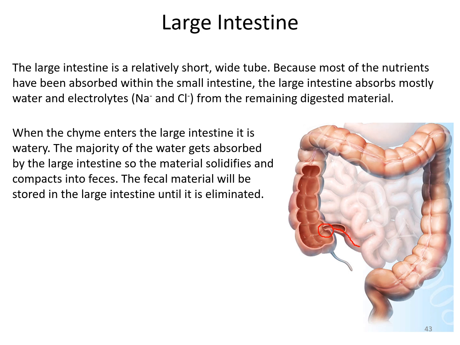Whenever the chyme enters the large intestine, it's quite watery. The majority of that water is going to get absorbed by the large intestine. So as it's traveling through the large intestine and water is getting absorbed, that material is going to start becoming more solid until it becomes the fecal material that will be eliminated.